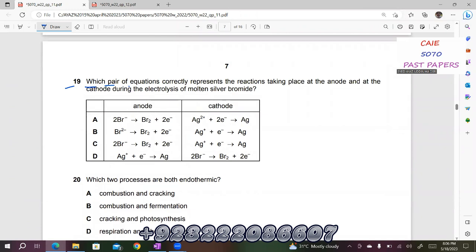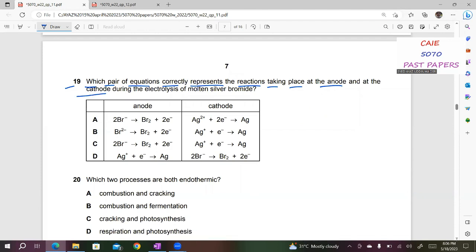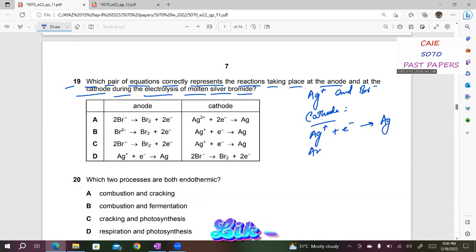19. Which pair of equations correctly represents the reactions taking place at the anode and at the cathode during the electrolysis of molten silver bromide? Molten silver bromide means we have Ag⁺ and Br⁻ ions. At the cathode there will be reduction, that is gain of electrons: Ag⁺ will take up electrons to give Ag. And at the anode, Br⁻ loses electrons to give Br2. So let's see which of these choices shows these reactions.